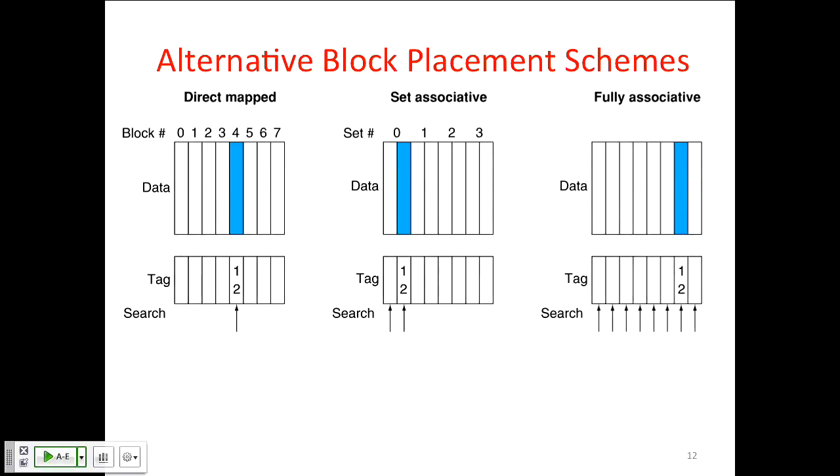So the set index selects the set. Within the set, there can be more ways. You have to search all the ways within a set in parallel to look for a match. Right, so that's the idea of a set associative cache.